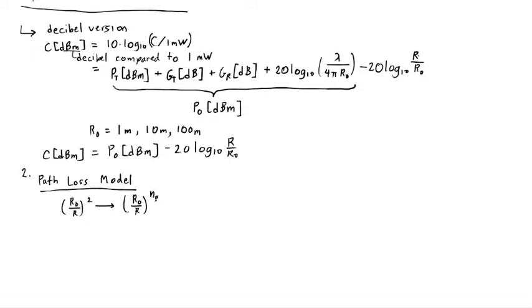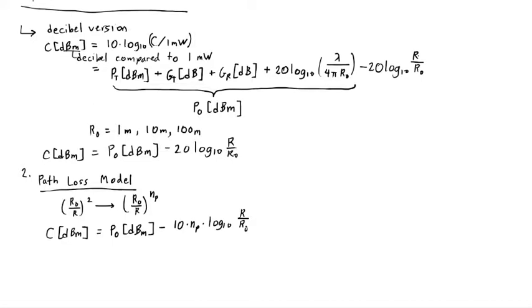So I'm using n sub p for that path loss exponent. And in this case, our model simply becomes that our received power in dBm is the reference power in dBm, minus, instead of 20 times log base 10 of r over r naught, it's going to be 10 times n_p times log base 10 of r over r naught.